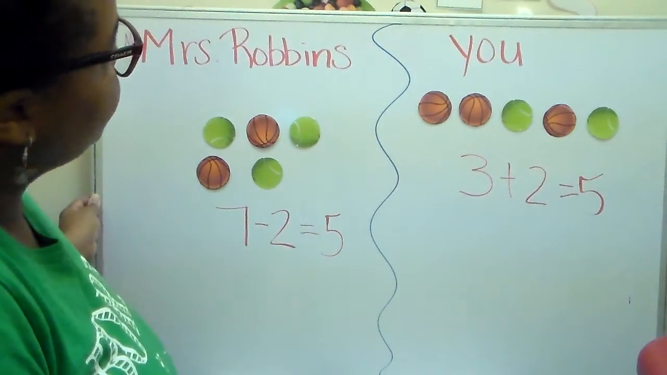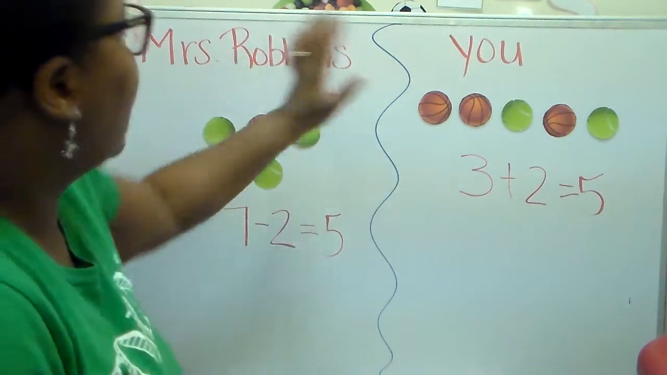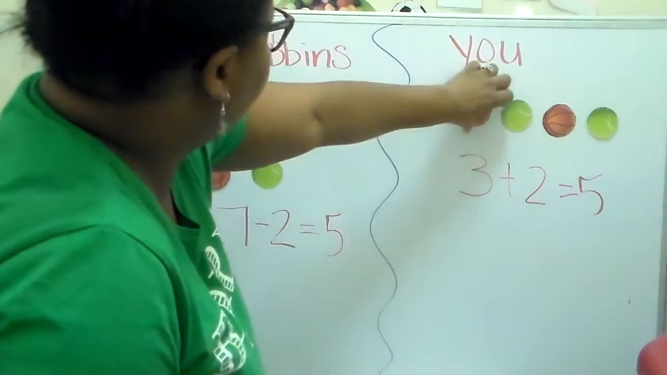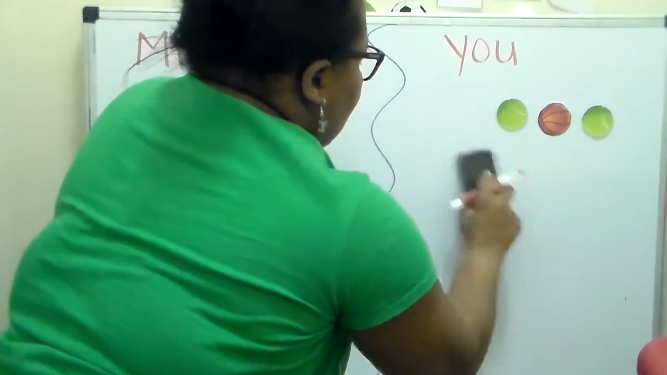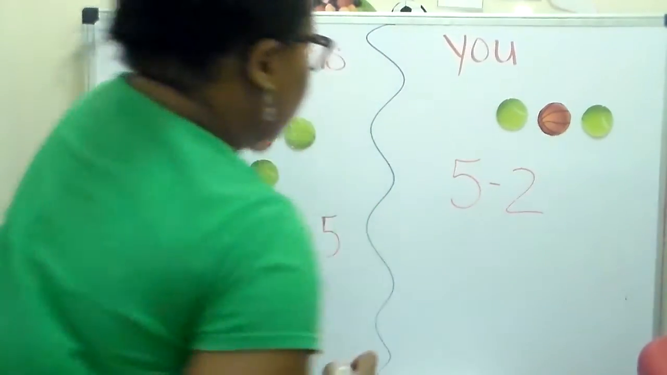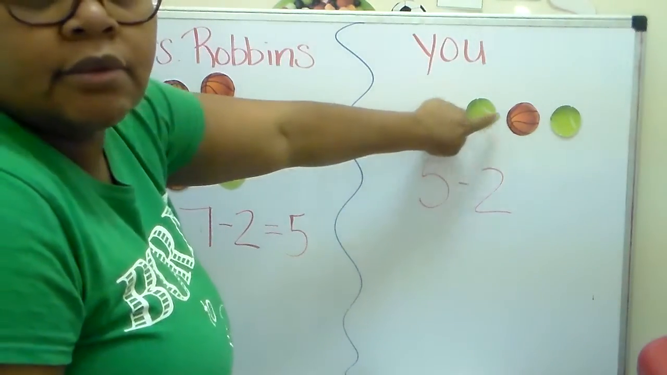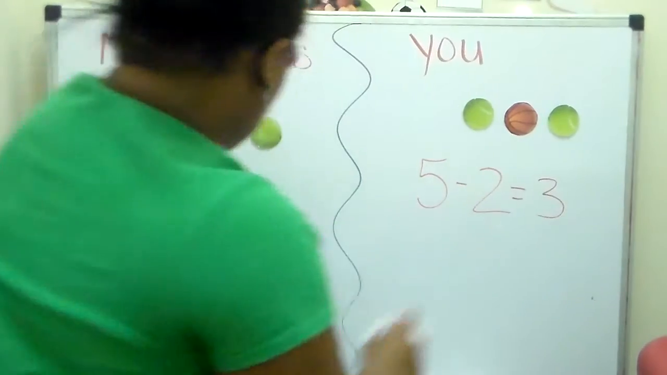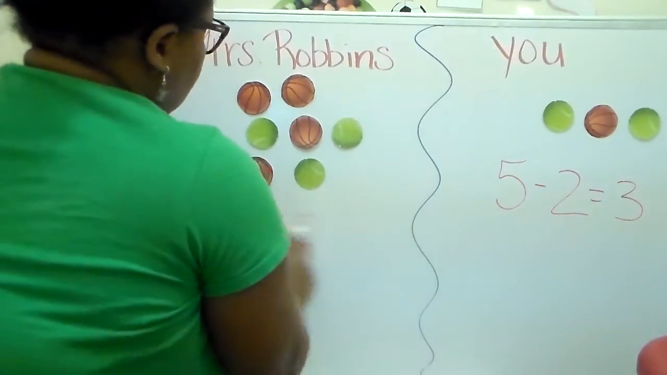All right, so I'm going to be nice. I'm not going to take all of your sports balls. I'll take 2 basketballs, please. So 1, 2. So let's erase this because you started with 5 and you gave me 2. So how many sports balls do you have left? 1, 2. That's right, 3. And I started with 5. Oops. And you gave me 2.